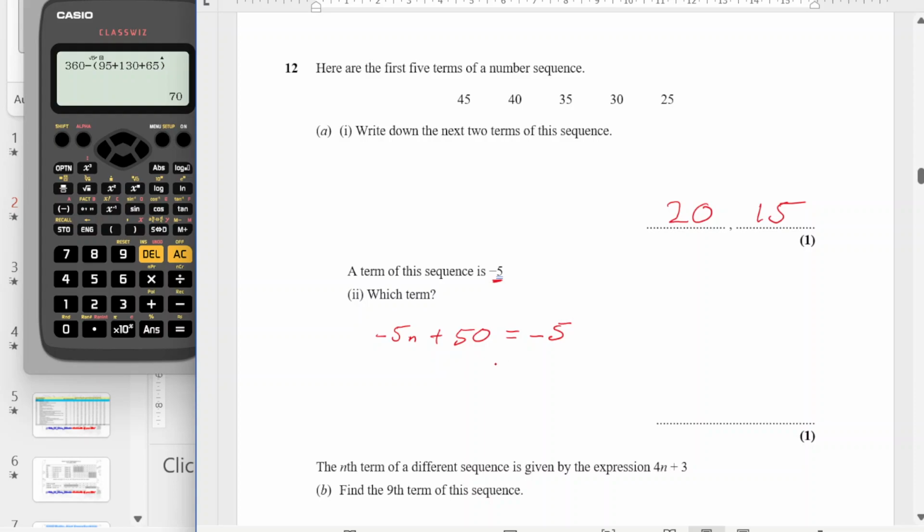So if I rearrange by adding 5n onto both sides first of all, 50 is going to be equal to 5n minus 5. Add 5 onto both sides, 55 is going to be equal to 5n. Divide both sides by 5, 11 is going to be equal to n. So n is going to be equal to 11, so it's the 11th term.